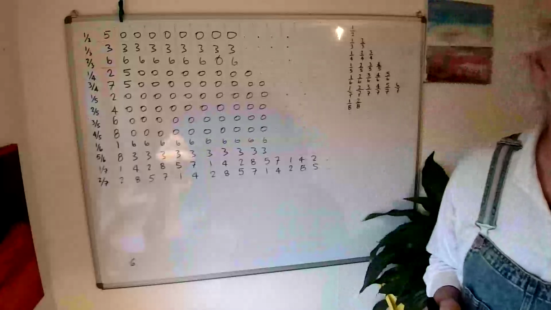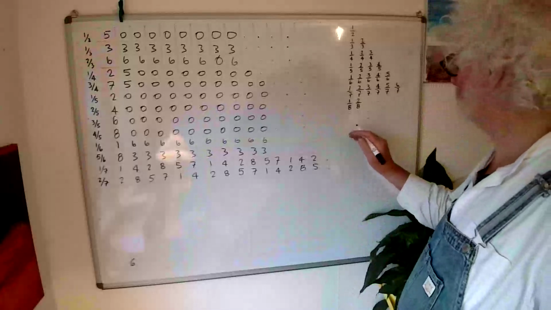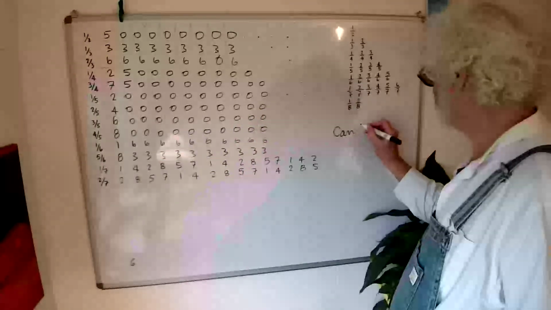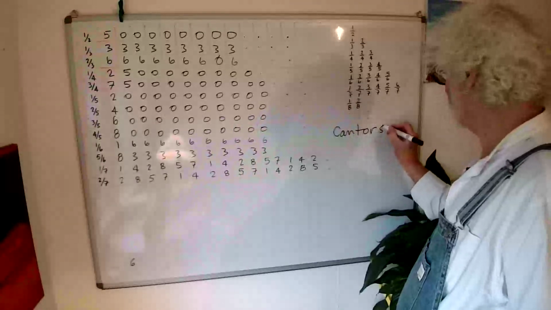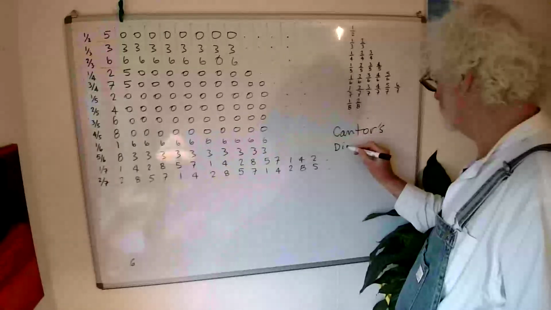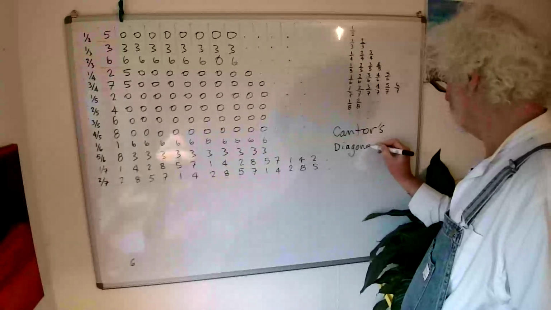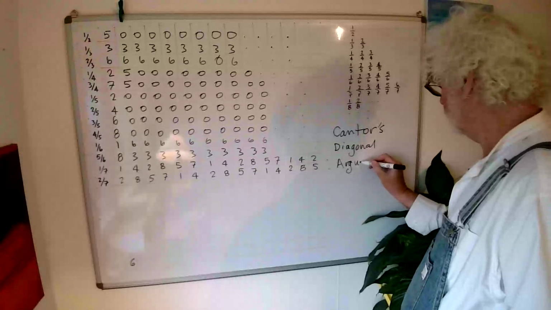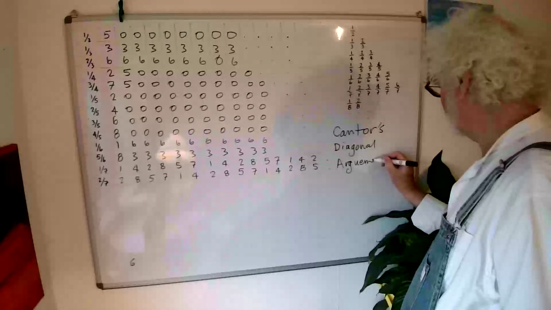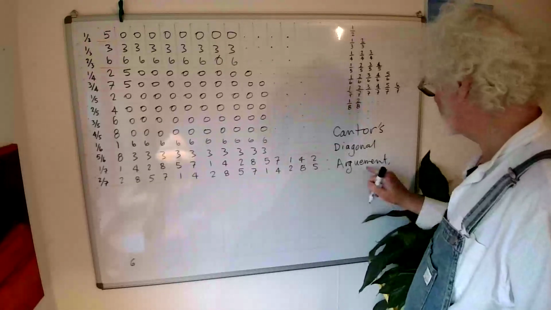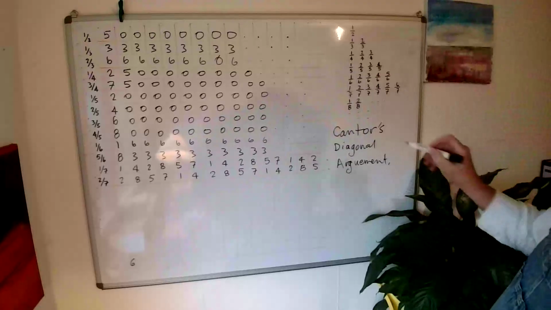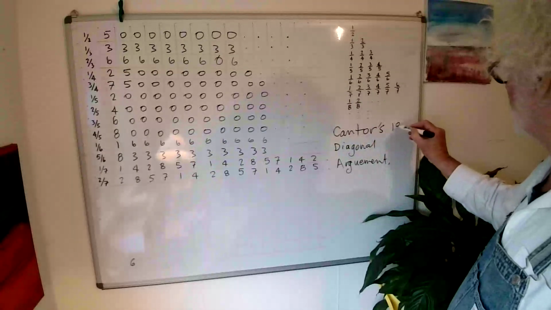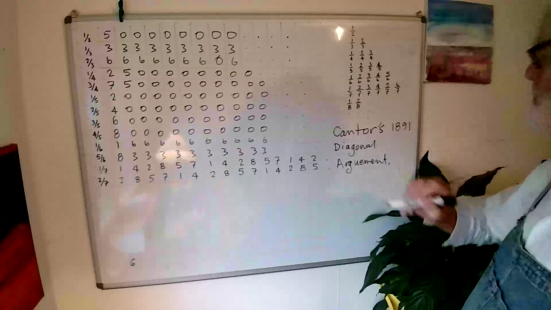I'm going to show you something called Cantor's diagonal argument. I don't know whether there's an E there or not. Probably not. Georg Cantor did this in 1891.